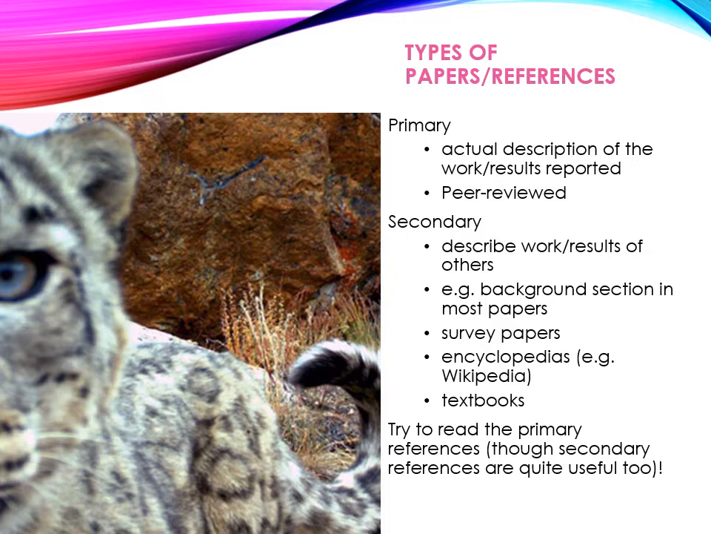When you're looking at papers, you're going to be trying to find a primary paper, which is the actual description of the work and results reported by the people who did it. So you want primary literature. You don't want to be reading about somebody else telling you about somebody's work. You want to read from the actual researchers.